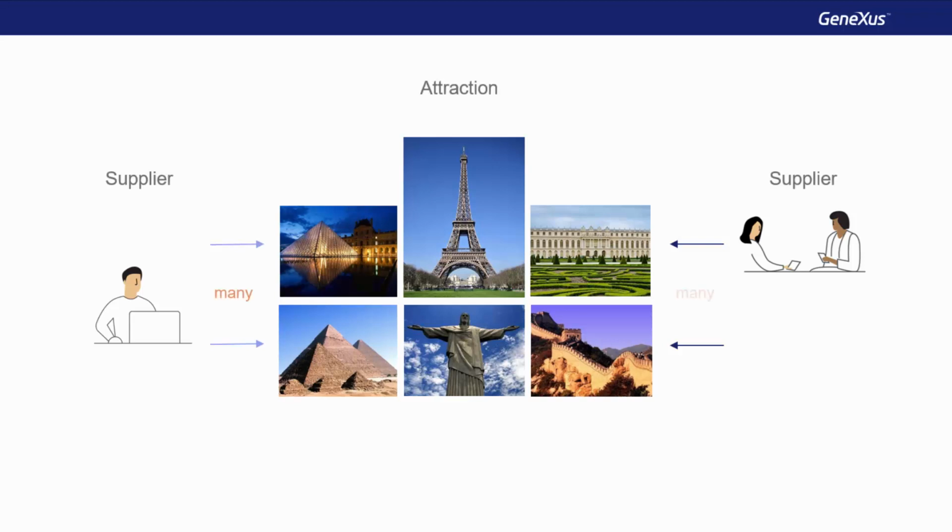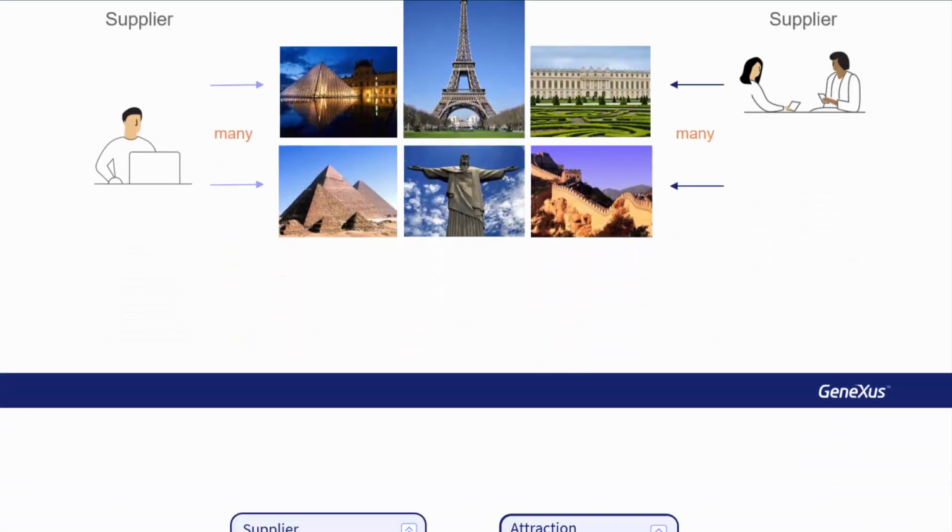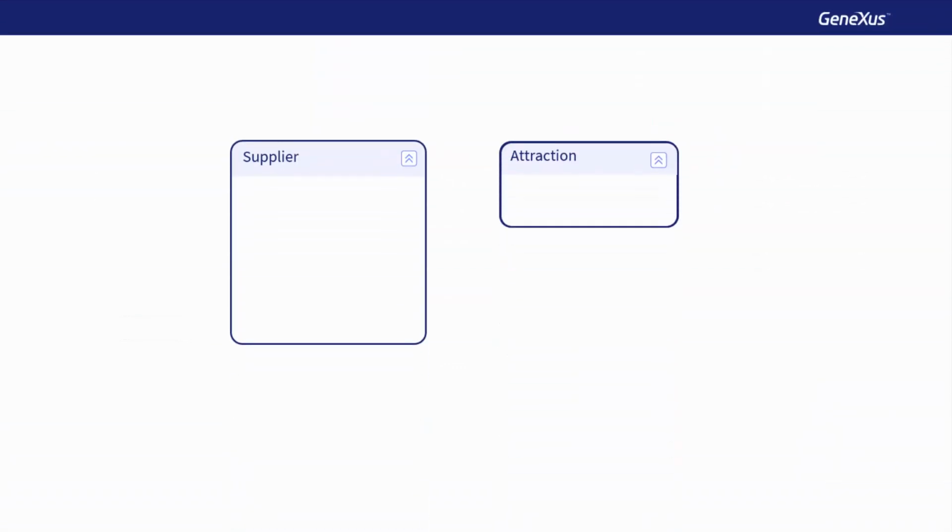Which is to say, the relationship between suppliers and attraction is no longer one-to-many, but many-to-many. How do we represent this in GeneXus? The answer is by using two transactions, one for each entity. In addition, one of them is added as the second level of the other.